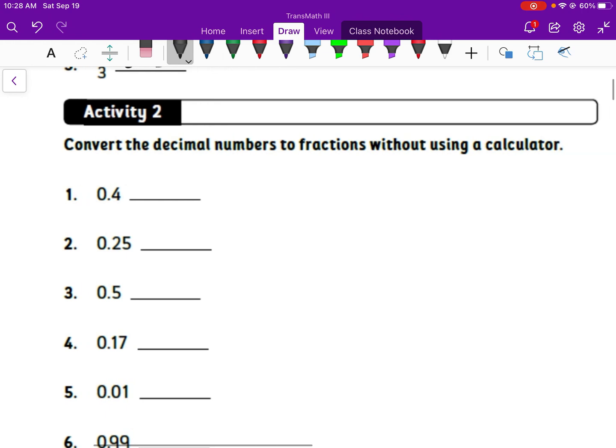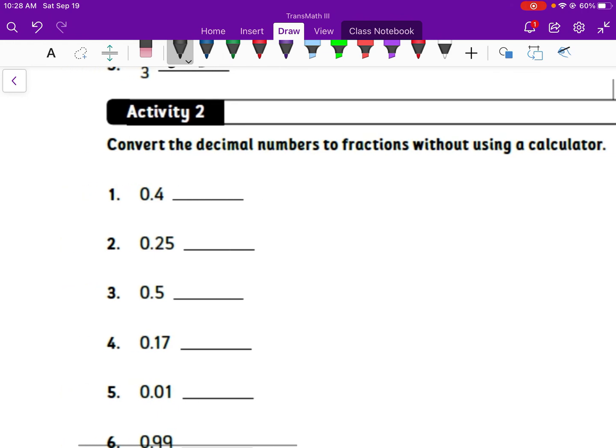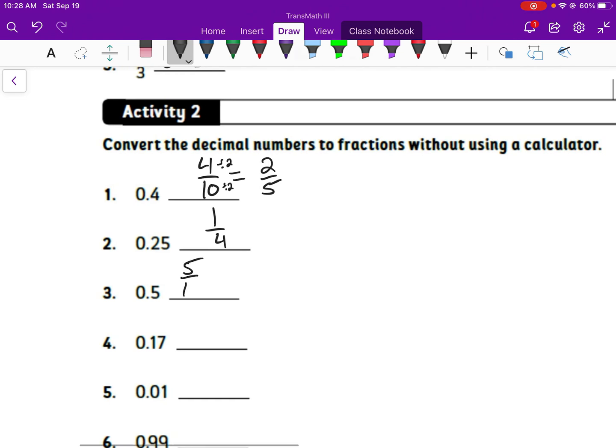Okay, converting the decimal numbers to fractions without using a calculator now. So if you remember your place values, 0.4, the way we really say that is 4/10. And if you say it properly, it tells you exactly the fraction. Now that does simplify if you divide both top and bottom by 2. That is 2/5. 0.25, another common one, that is 1/4. 0.5 or 5/10, or if you know it, is 1/2.